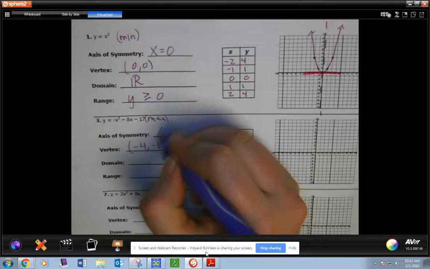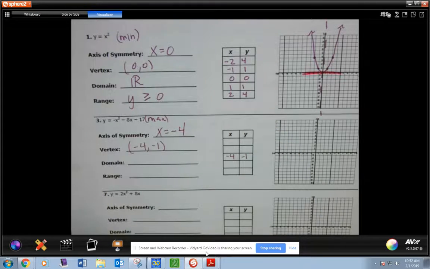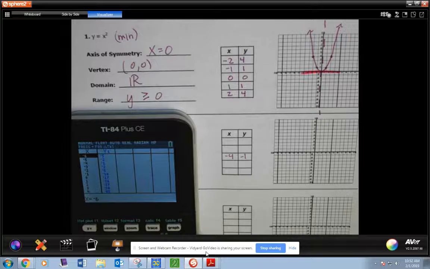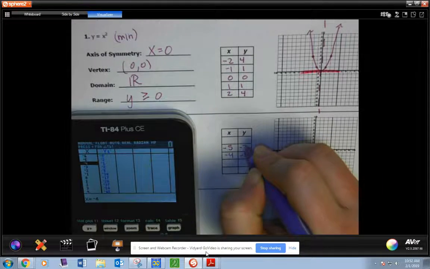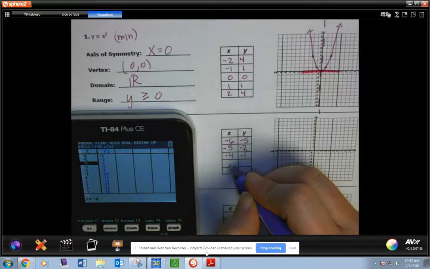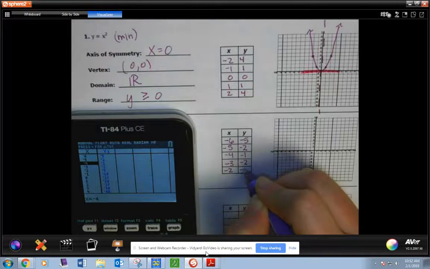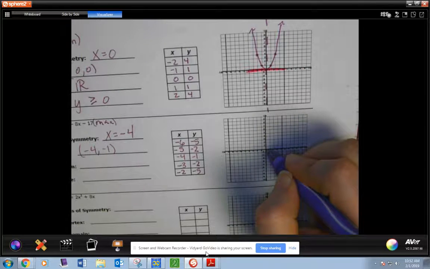I already know my axis of symmetry because the axis of symmetry is always the x from your vertex. Then I'm going to go to the table and find -4, 1, and take the 2 points above it, so -5, -2, and -6, -5. And I'm going to take the 2 points below it, -3, -2, and -2, -5. And now I'm going to plot my points.